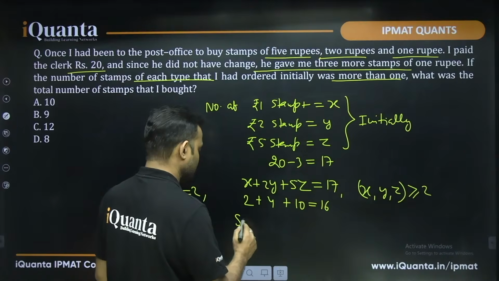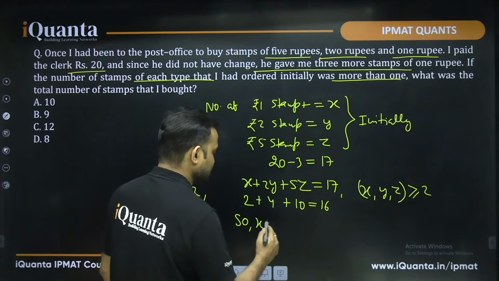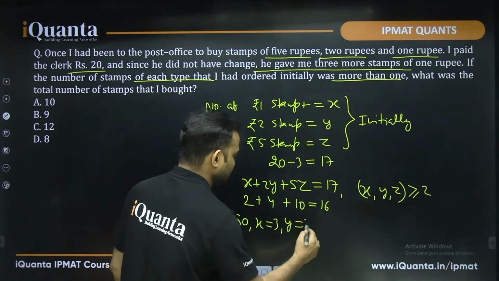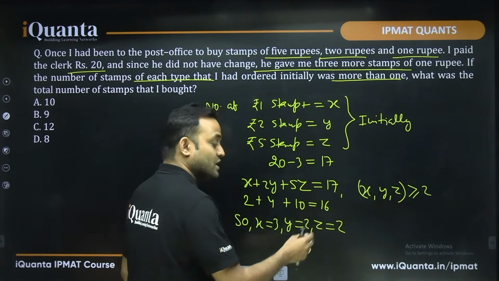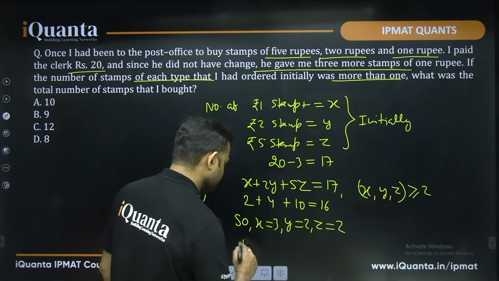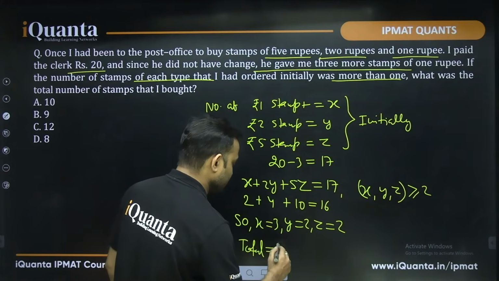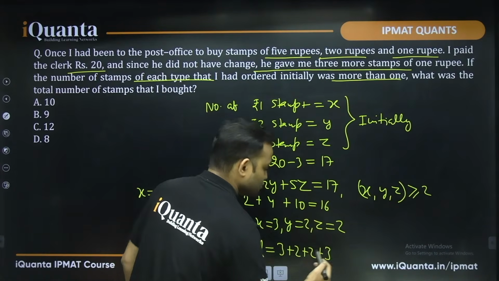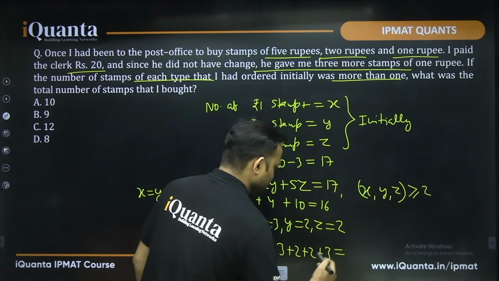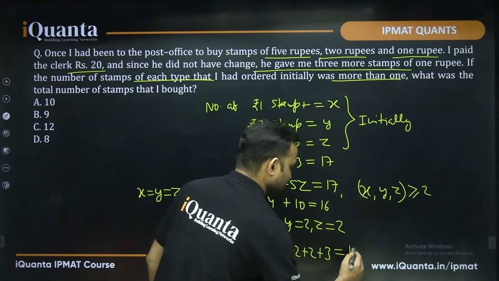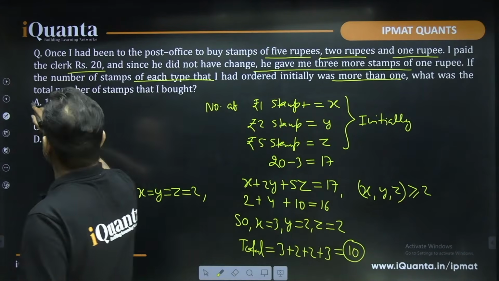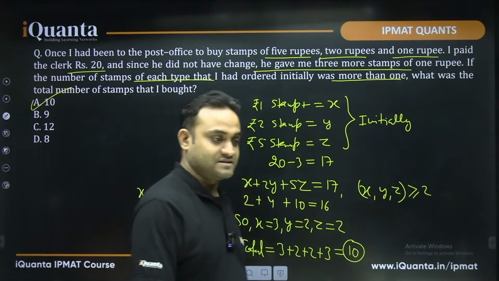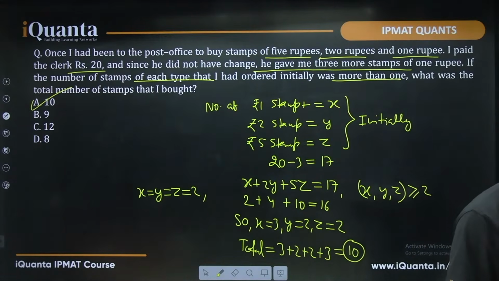One rupee less, so x must be 3, y must be 2, and z also must be 2. 3 plus 4 plus 10 is 17. In total it will be 3 plus 2 plus 2 and 3 more 1 rupee stamps, that is 7 plus 3, total 10 stamps. Option A is the correct answer. All of you who got option A, it is correct, guys. Option B is not correct.